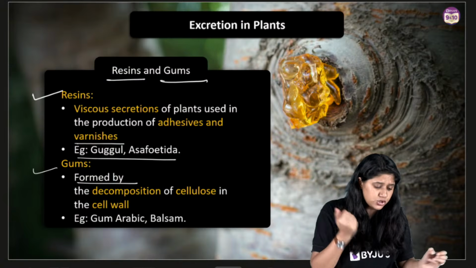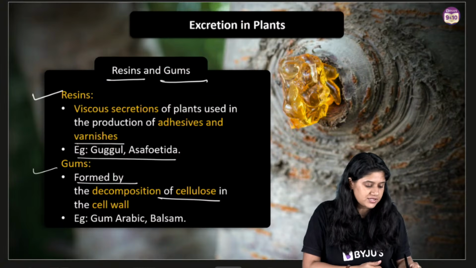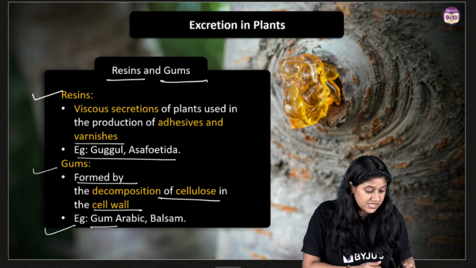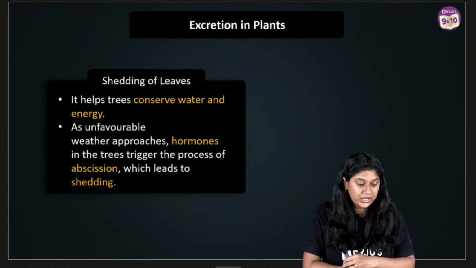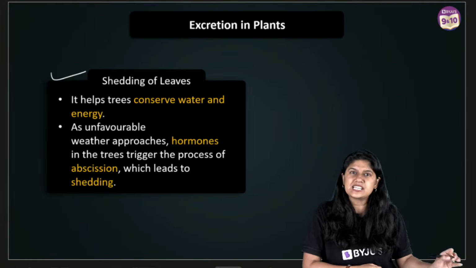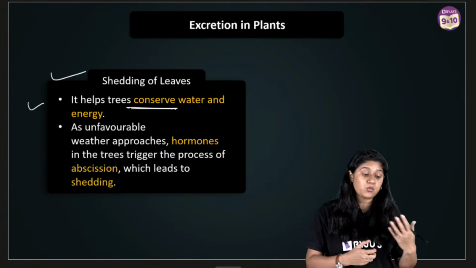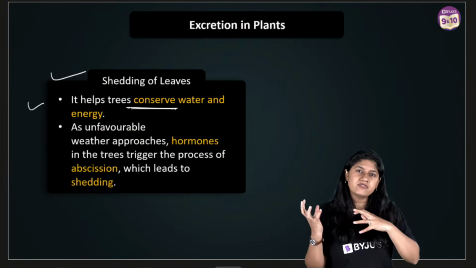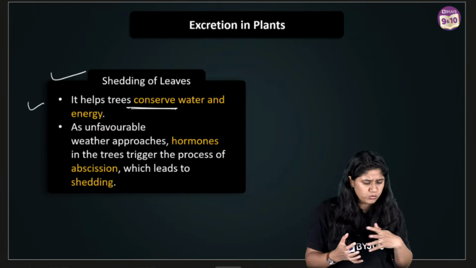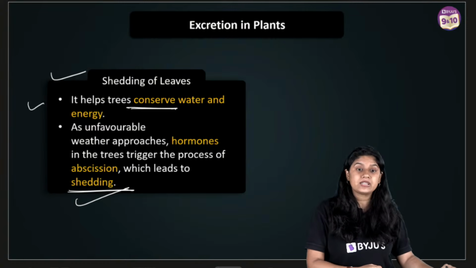We have the gums also, which are nothing but the decomposition of the cellulose in the cell wall. So we have the examples given over here. You can take the screenshot of it. Then we have the shedding of the leaves. The easiest one for all of us to remember is the shedding of the leaves, sometimes to conserve the water and the energy, right? And of course, it happens if there's unfavorable weather approaching, or there's a hormonal imbalance, something is happening. So we will see the shedding of the leaves.